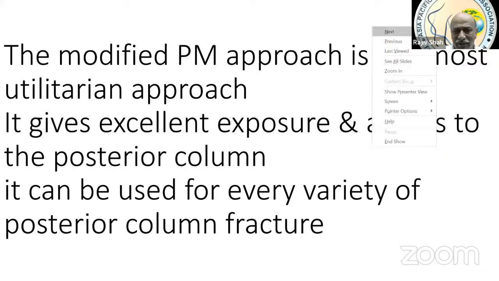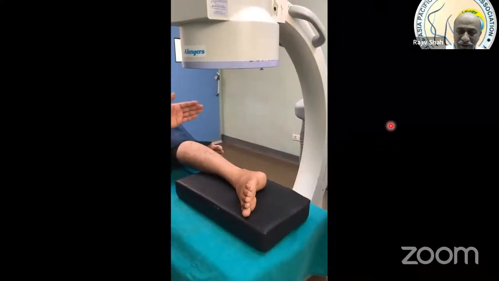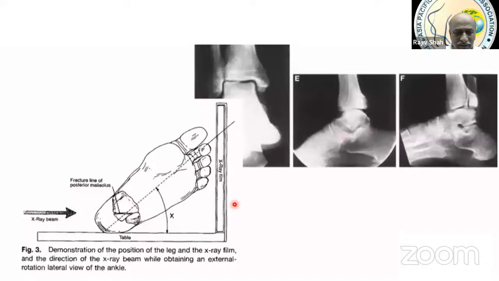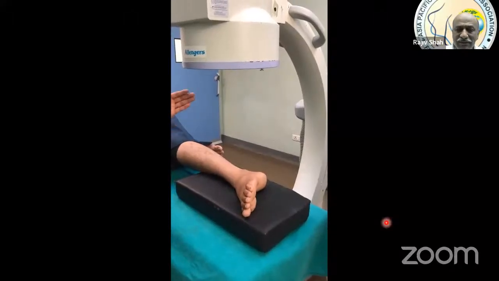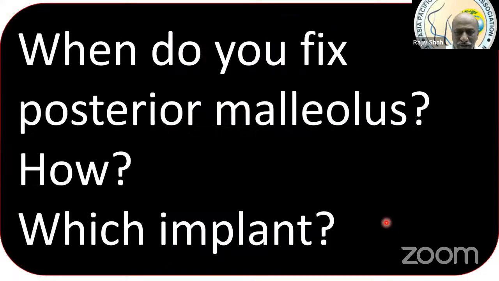But yes, we have time and we should be able to see it. So this I have already demonstrated, if you want to see the posterior malleolus. This is the way you see the posterior malleolus: limb in 45 to 50 degrees of axial rotation, and a lateral view will delineate the posterior malleolus. And this is the video. I think I have shown you in the intraoperative radiology talk.